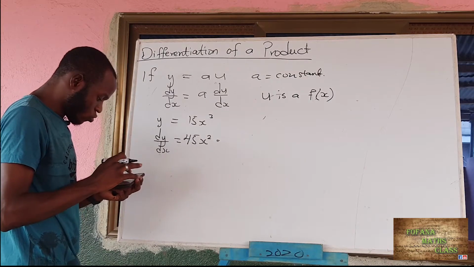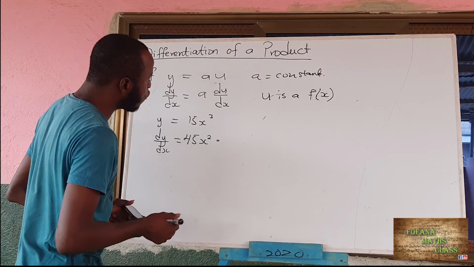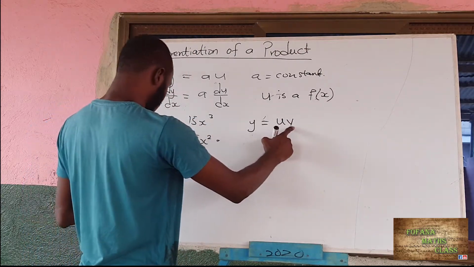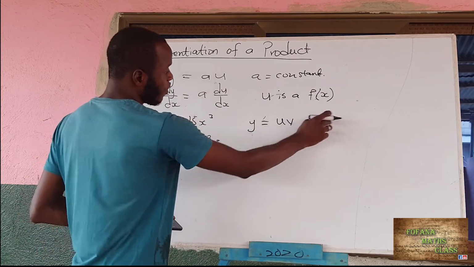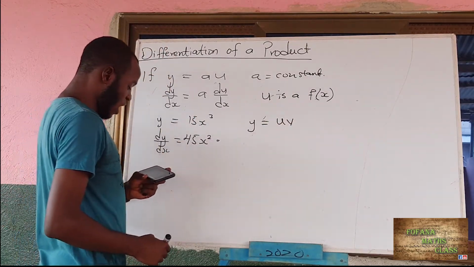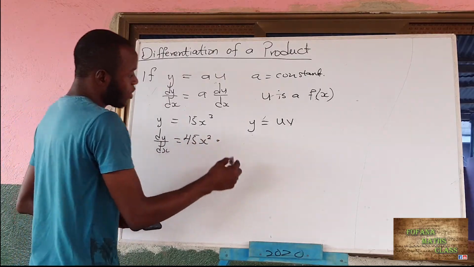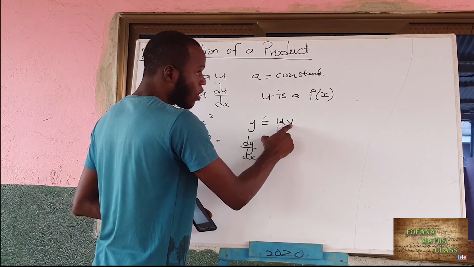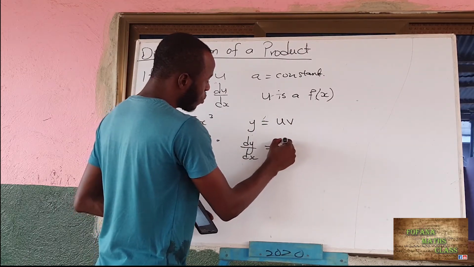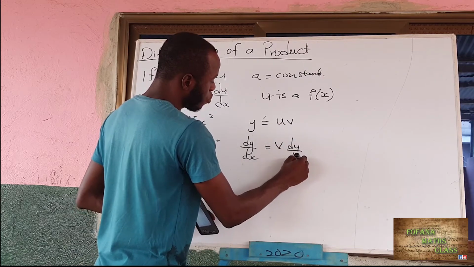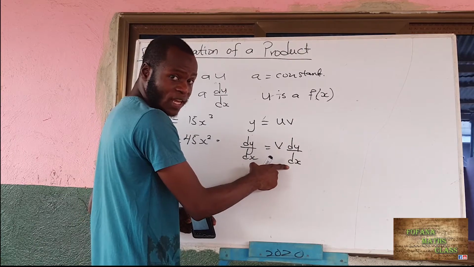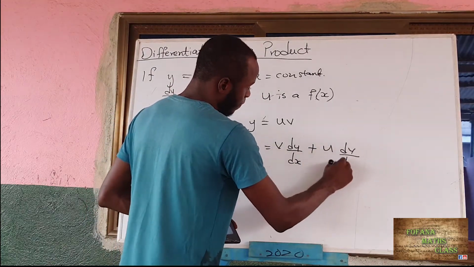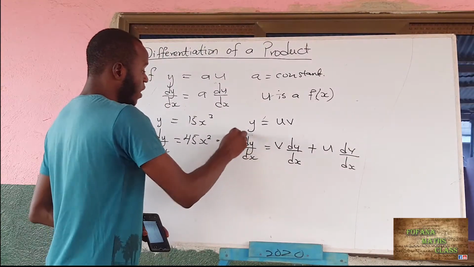Now we move on to the next thing that we will look at under the product. If you have y equal to uv, where u and v are both functions of x, then in order to use the product rule to differentiate this, this is the formula that you will be using. dy/dx will be equal to: you keep one of the variables, maybe v, then you differentiate u with respect to x, plus, having kept v in the first place, you keep u and then differentiate v.